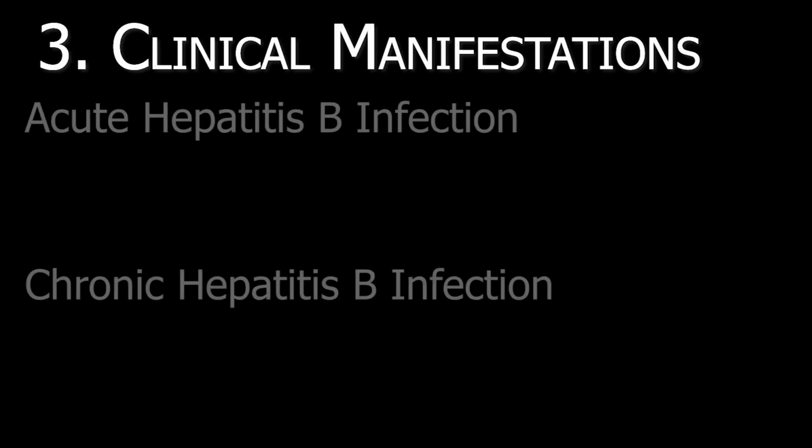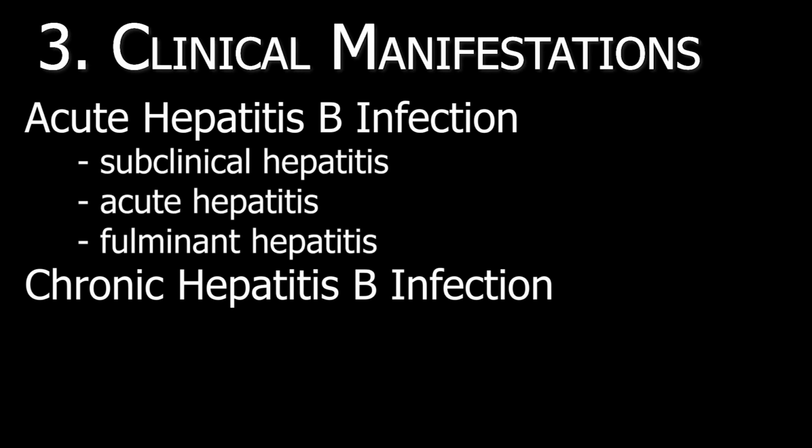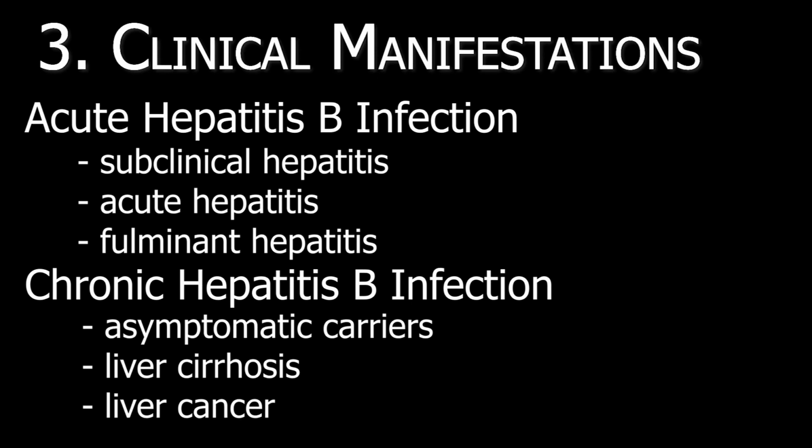Acute infection can be represented as subclinical hepatitis, the one that has minimal clinical manifestations, acute hepatitis, and fulminant hepatitis, which is the most severe case, very often resulting in death. Chronic infection can be represented as asymptomatic carriers, liver cirrhosis, and liver cancer. Describing each one of those variants would consume a ton of time, and very often I'd just be repeating myself. So what I'm gonna do instead is list some common clinical symptoms associated with liver disease.